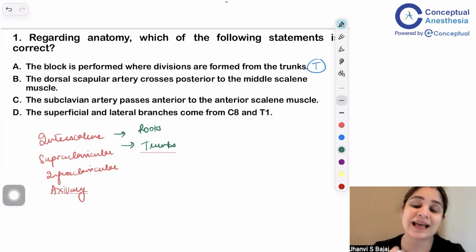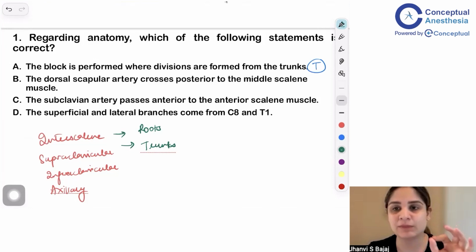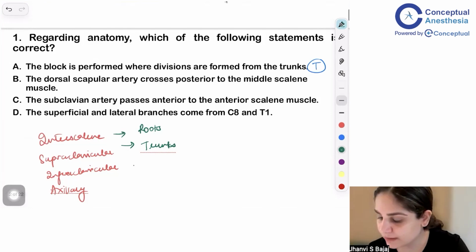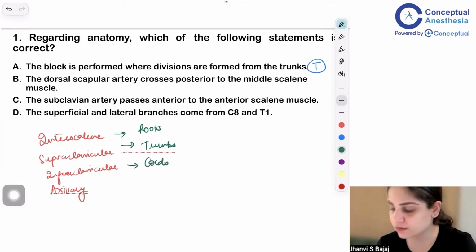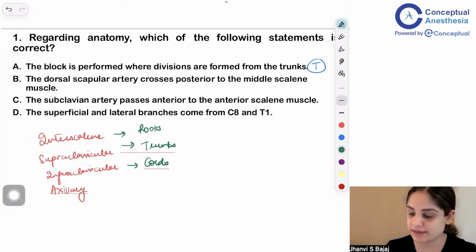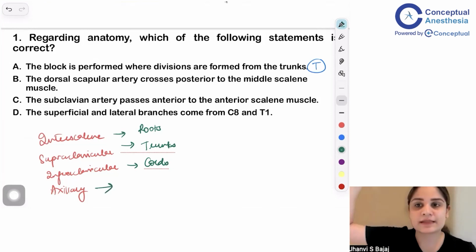Below the clavicle, the divisions of the brachial plexus pass. Now, clavicle is a bone. You can't go through the bone while giving the block. That is why divisions of the brachial plexus can never be blocked, because they go below the clavicle. Now, inferior to the clavicle, in the infraclavicular area, you will be blocking the cords of the brachial plexus. So your medial cord, your lateral cord, and the posterior cord, all of these are blocked in the infraclavicular brachial plexus block.